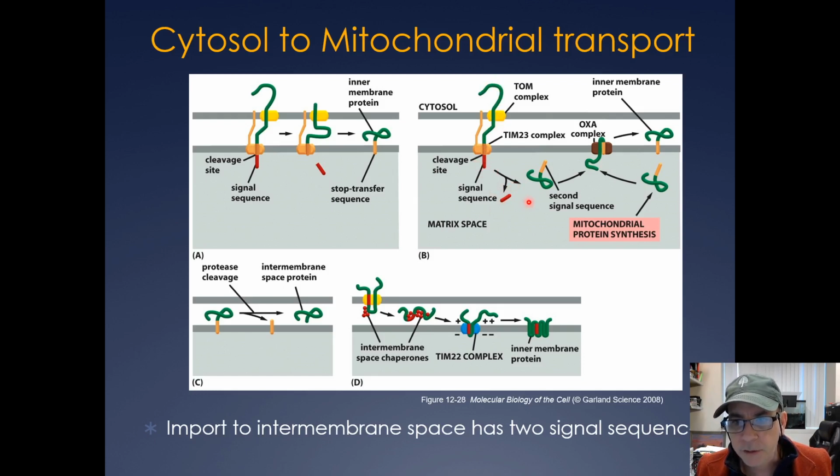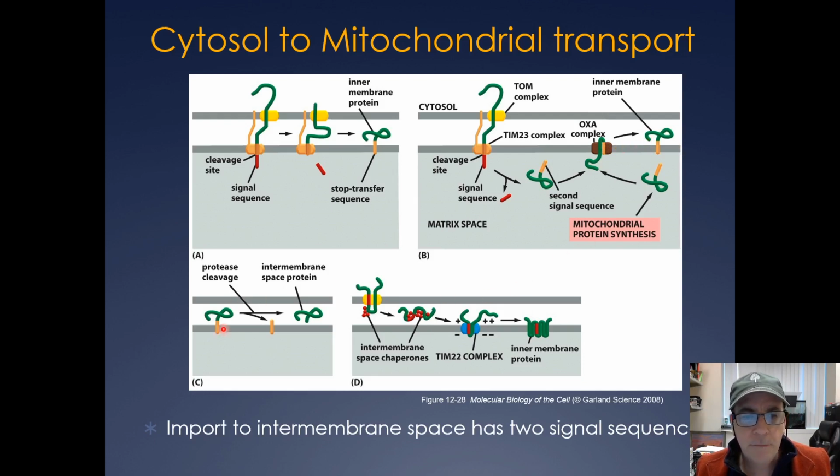You can also have an inner membrane protein brought completely in through the TIM and the TOM complex, and then the signal sequence is cleaved, and there's a second signal sequence that actually sends it to the OXA complex and inserts it into the inner mitochondrial membrane. Likewise, if it's a mitochondrial protein, and we'll look at some of the mitochondrial genes in a second that go this route, you'll have mitochondrial protein synthesis, and that will have the signal sequence, and the OXA complex will insert it into the inner mitochondrial membrane.